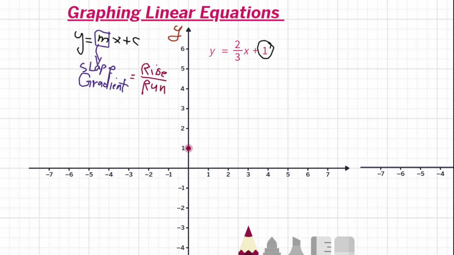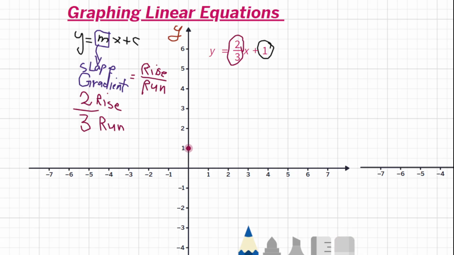So what's our slope in this equation? The slope is what comes before the x. So the slope, the gradient, we have is 2 over 3. That means we rise 2 and we run 3. But from where? From the first point we got. We got a point here, do you remember? So from this point, we rise 2 and we run 3.